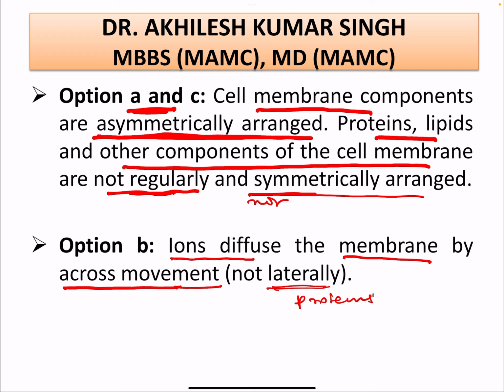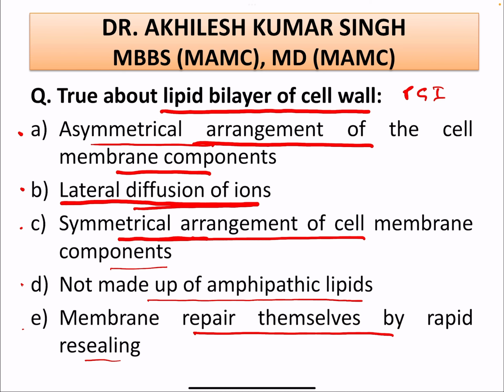In the case of this, the lipids will move in the lateral direction. But these ions will move across the cell membrane, through and through the cell membrane. So this option B is also wrong. Option number D: not made up of amphipathic lipid.